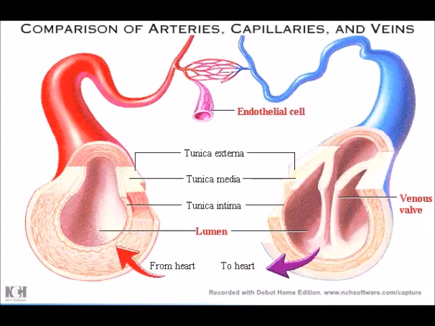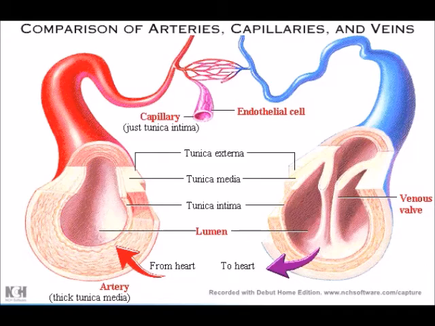Let's compare and contrast the three types of blood vessels: arteries, capillaries, and veins. Arteries are vessels that transport blood away from the heart. Because they are exposed to the highest pressures of any vessels, they have the thickest tunica media. The elastin allows them to stretch and recoil, and the smooth muscle allows them to constrict and dilate.